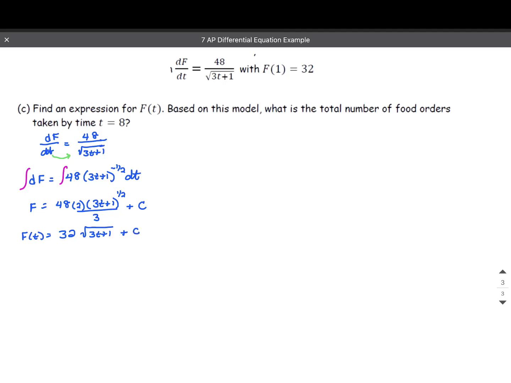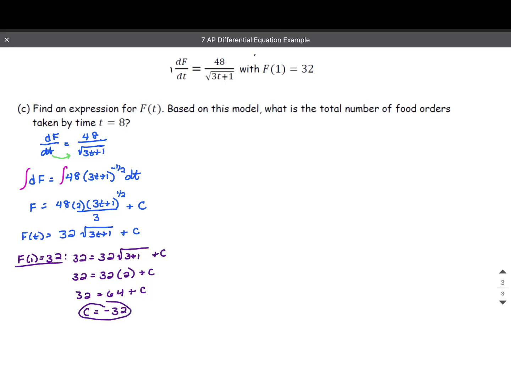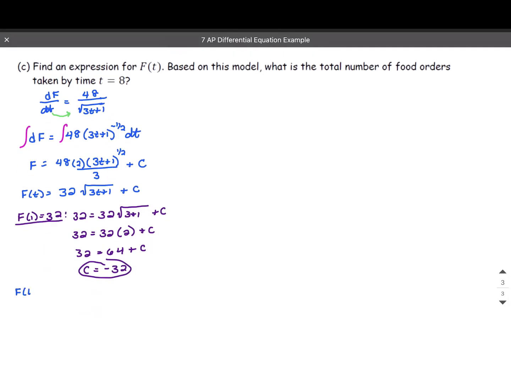Okay? We're going to use the fact that f of 1 is 32, so that we can find our c. So 32 equals 32 times the square root of 3 plus 1, plus c. Now 3 plus 1 is 4, and if I take the square root, that's 2. So 32 equals 64 plus c. Our constant is negative 32. So now we know that f of t is 32 times the square root of 3t plus 1, and then outside that square root, minus 32. So now we have our function f of t.